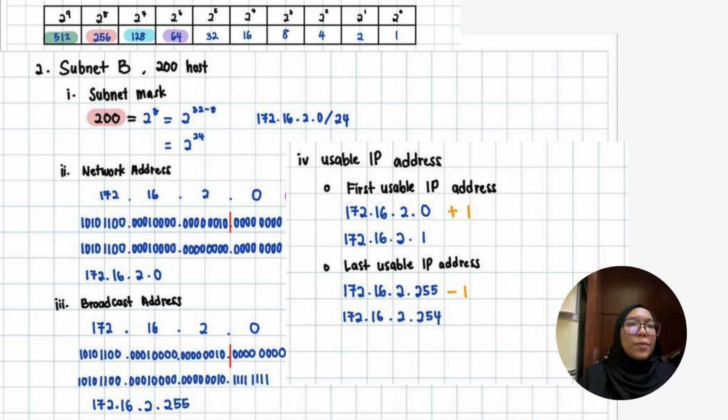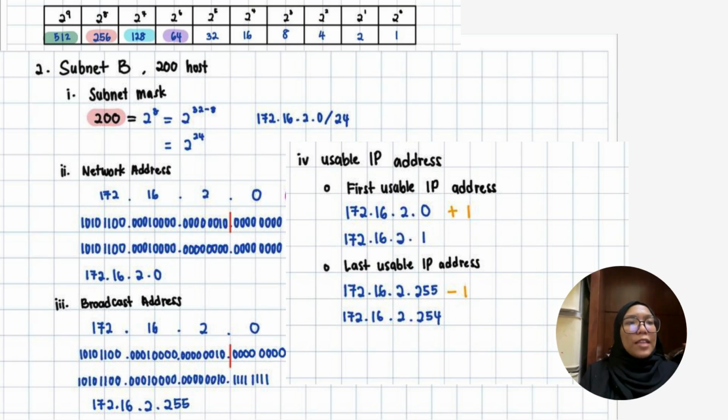Just like the network address, we need to convert it from decimal to binary. For the broadcast address, instead of changing the remaining bits to 0, we change them to 1. So now, as we change them to 1, the broadcast address will be 172.16.2.255.